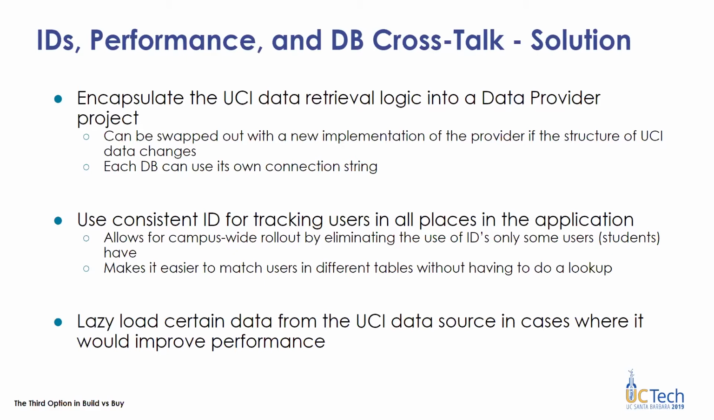For the IDs, we decided to use a consistent ID for tracking all users in all places in the application. So that campus ID I talked about, that's how we're tracking people in the appointments system now, in all places. If we need to match that up with some other ID, for whatever reason, somebody logs in and uses their login ID, that's when we'll go out and look it up. But in terms of the internal databases and appointments, that means we always know the guy in this table is the guy in this table. We don't have to go out to another database to look it up.